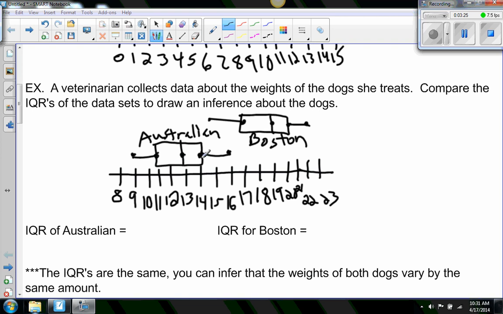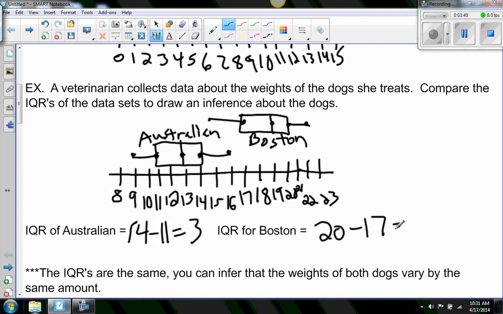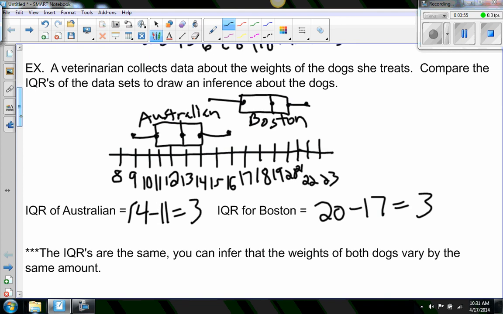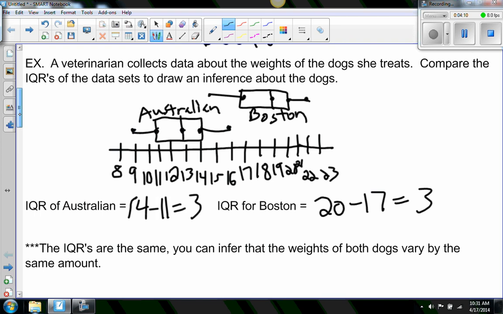So for the Australian, the upper quartile is on 14 right here. The lower quartile is on 11. So I'd go 14 minus 11 is 3. And over here for the Boston, the upper one is on 20, and the lower one is on 17. And so the interquartile ranges are the same. They're both 3. So the IQRs are the same. So you can infer that the weights of both dogs vary by the same amount, right? They have the same interquartile ranges. There's still more that we can talk about with that, though.